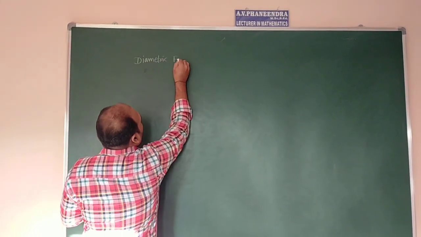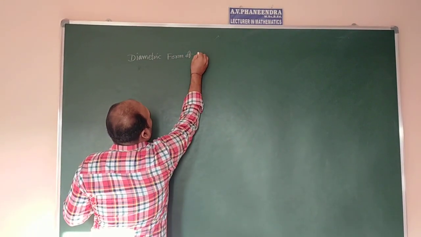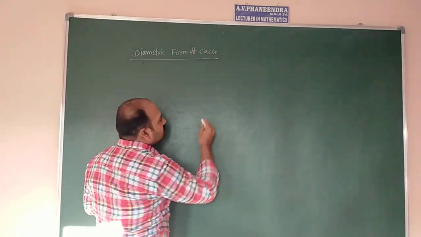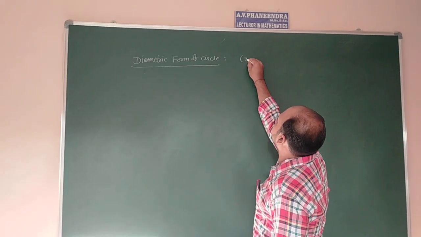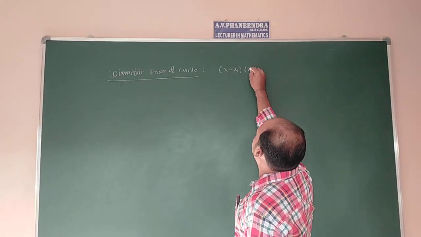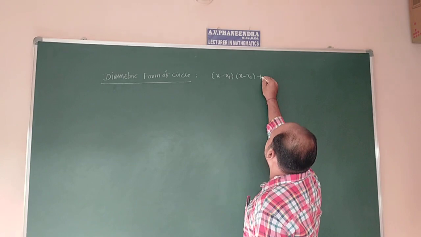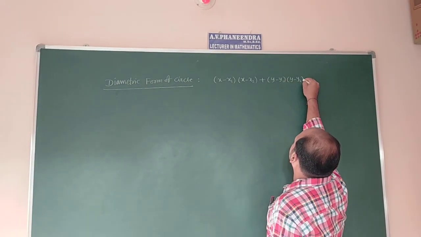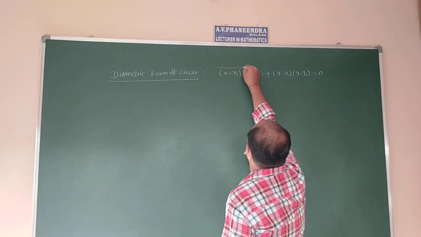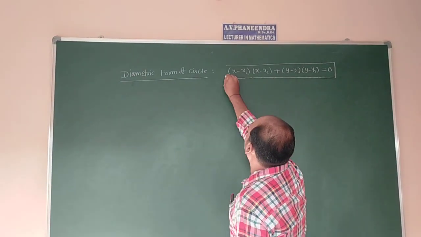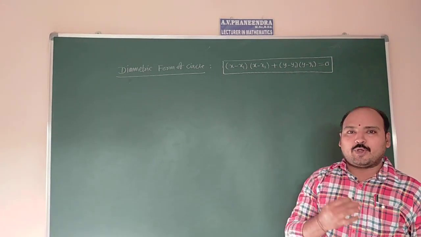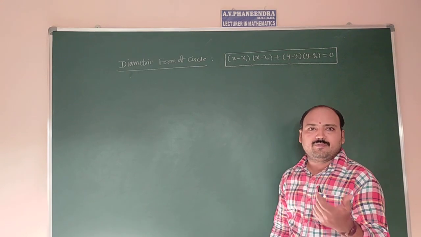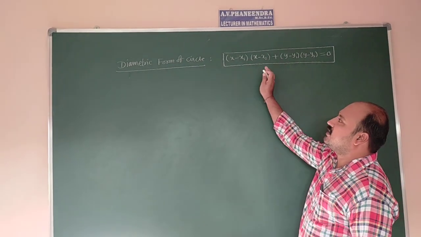Diametric form of circle. That equation is x minus x1 into x minus x2 plus y minus y1 into y minus y2 is equal to 0. This is called the diametric equation of the circle, or the equation whose endpoints of the diameter, or extremities of the diameter, are A of x1 y1 and B of x2 comma y2.